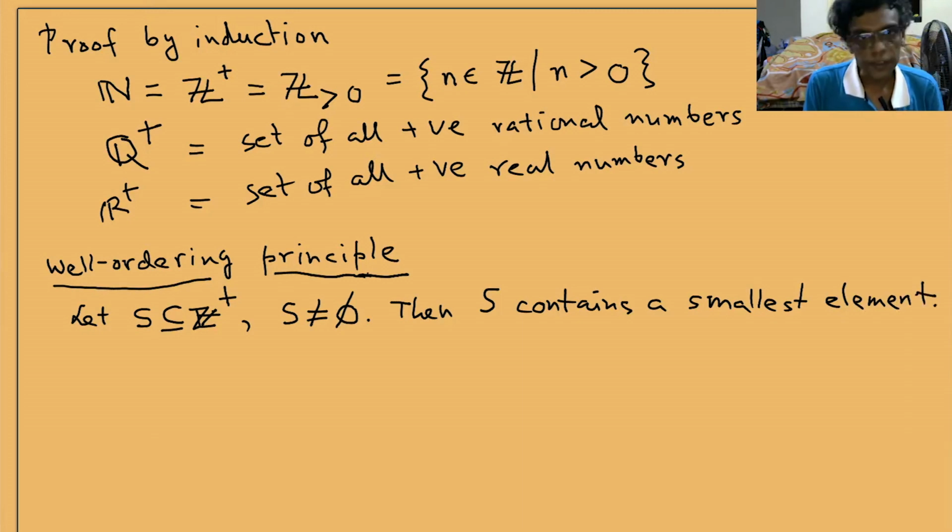We cannot prove this independently, but we will show that this principle will lead to a proof of the principle of mathematical induction, and if we also start with the assumption that the principle of mathematical induction is an axiom, we can deduce this well ordering principle. On the other hand, this basically says that Z plus is well ordered.